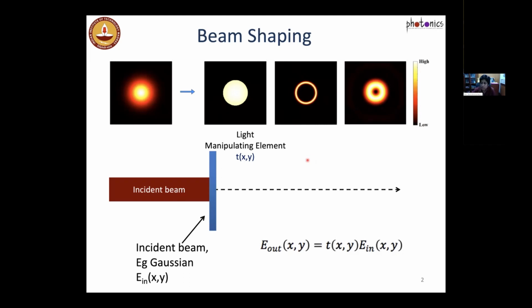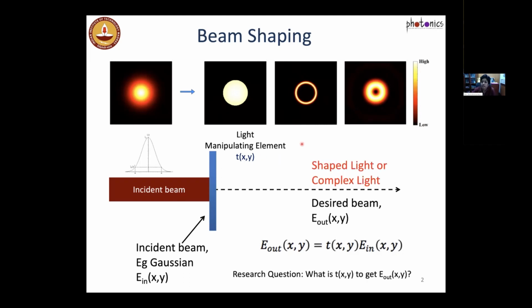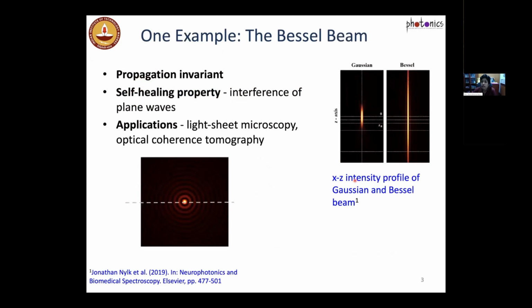So the research question that we are really asking is, how do we transform this typical output of a laser into any of these kinds of beams? And we need to arrive at the element that will do this transformation for us and get us to the desired output beam. So let me take an example of the Bessel beam. Maybe you want to convert your Gaussian beam to a Bessel beam. A Bessel beam has very interesting and useful properties. It's known to be propagation invariant over a distance, and it has a self-healing property.